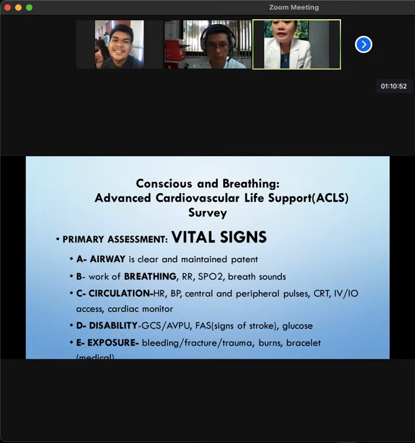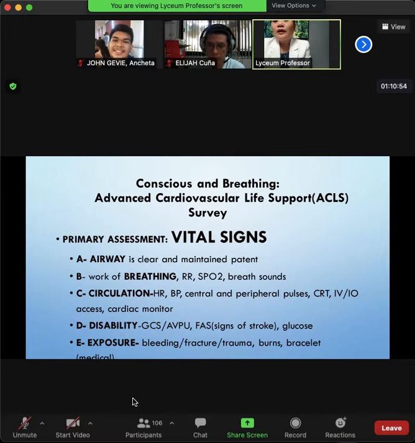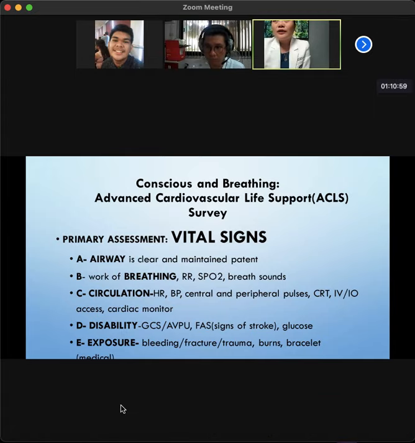Okay, and then next one is to check for your O2 saturation. The cutoff for O2 saturation for healthy patient is 94 and above. Lesser than that, you should give oxygenation. And also, you have to check for the breath sounds. You have to auscultate. If the patient has crackles or wheezes, then you can address it. Okay. Next one is your C, which is circulation. You have to check for the heart rate.